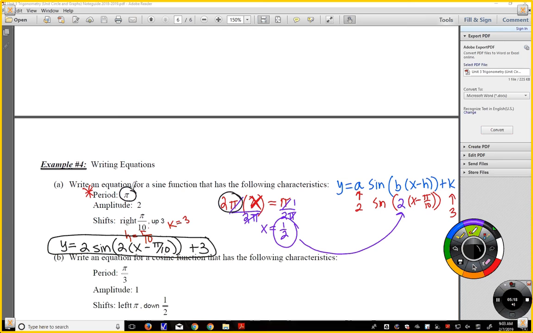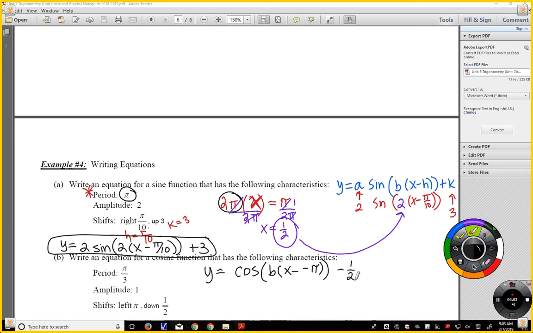Cosine doesn't work any differently than sine, so that's kind of nice, except that we have to have the word cosine in the equation. Okay, so notice that the amplitude is 1, so the A value is 1. You don't even have to write that 1. We would assume it's 1 if we just start writing cosine after that. We go left pi. So that means our H is, I'm going to just leave the B value for a minute because it's more complicated. So it's x minus H. We went left pi, so it's like this is a negative pi, and I'll fix that in a minute to make it easier to see. And then we went down 1/2, so I'd subtract 1/2.